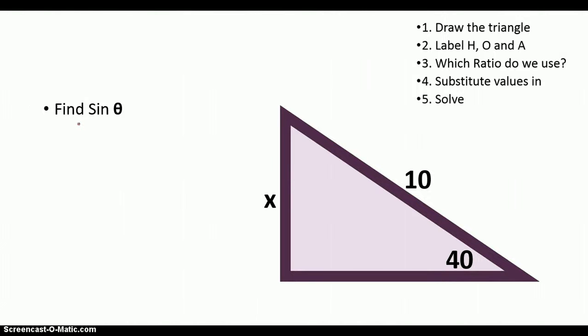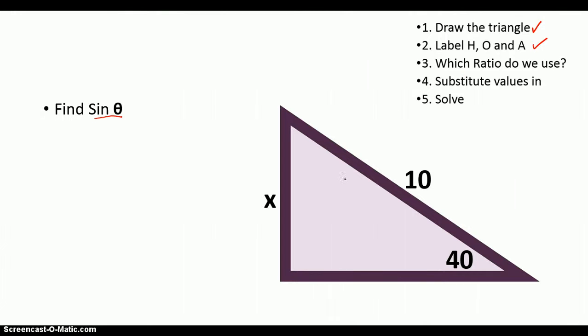So the question says here, find sine theta. Now, let's just go through these steps first and worry about the question later. The first step says, draw the triangle. Well, we're given a triangle, so we don't need to draw the triangle in this case. But we may need to use it eventually in the future when we are analyzing worded questions. The next step says, label H, O, and A.